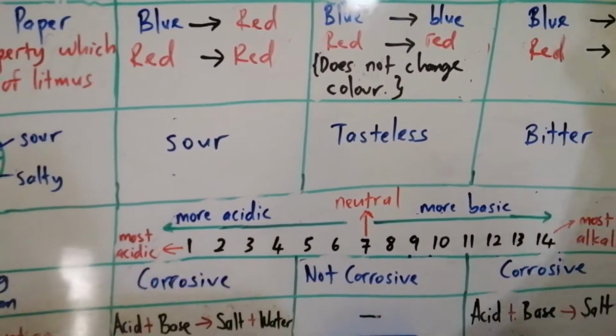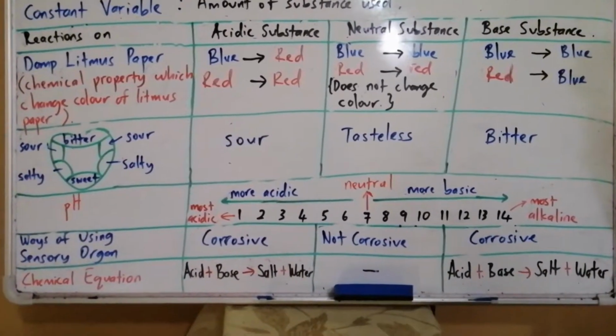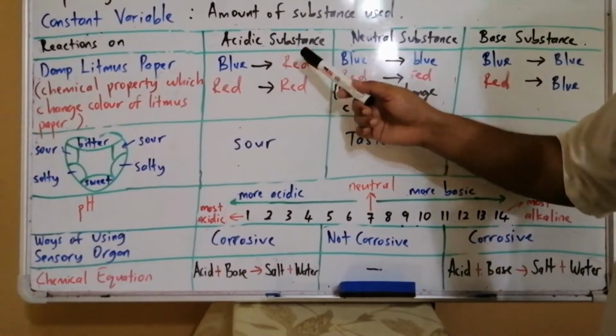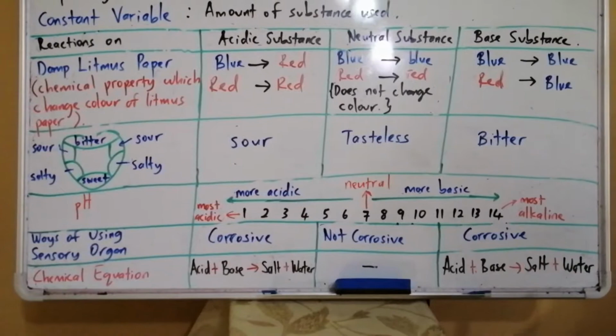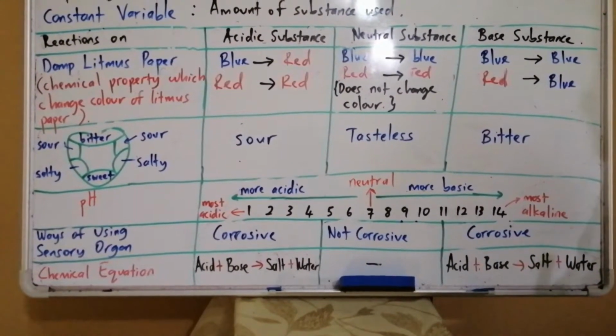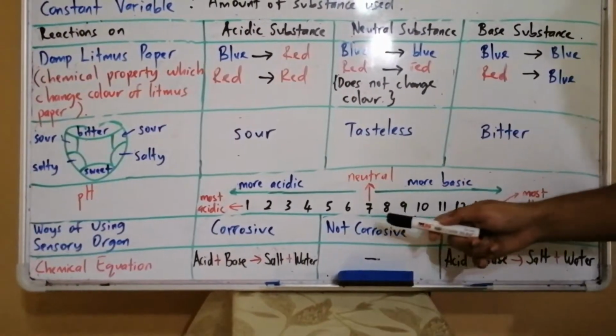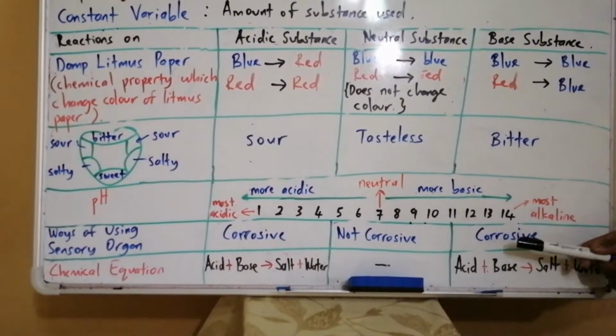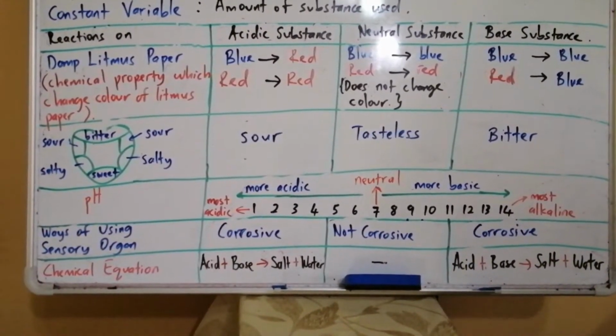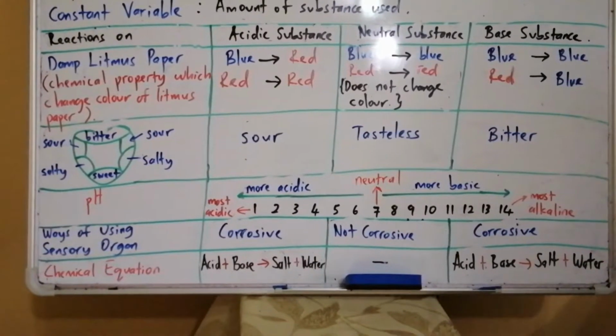And then, how do we use our sensory organs? For example, an acidic substance can be very corrosive if it touches our skin. A neutral substance is not corrosive. A base substance is also corrosive, or we also call it caustic.